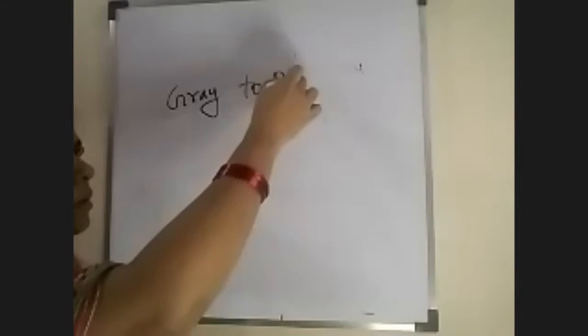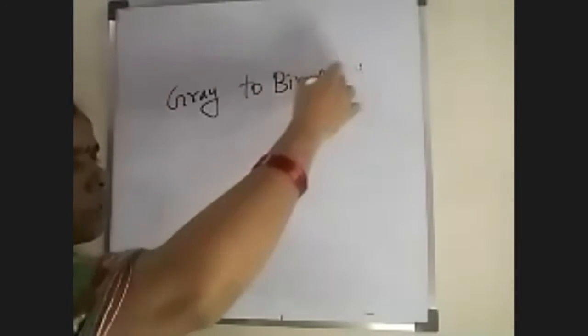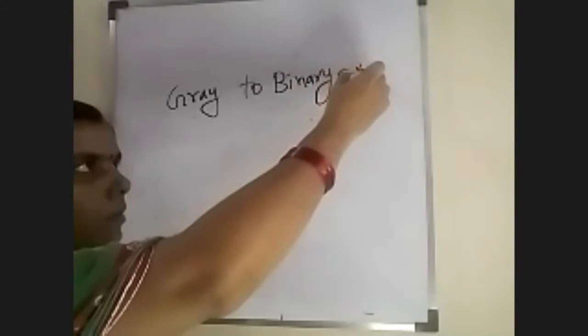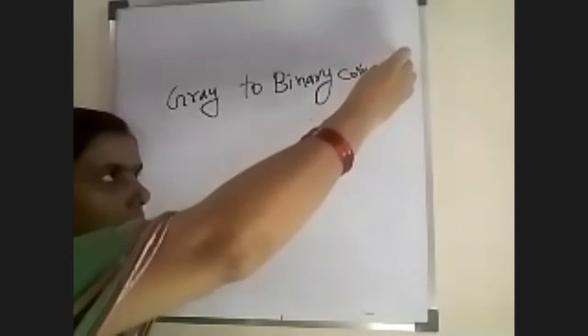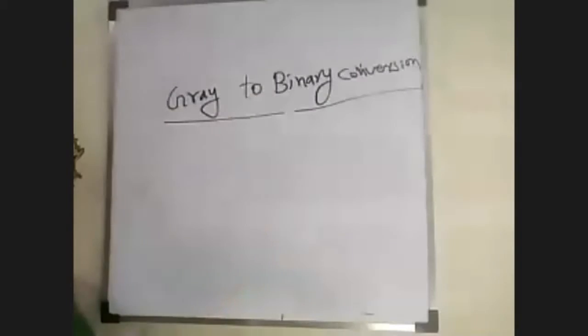Gray code to binary conversion. There are 3 steps to convert gray code to binary conversion.